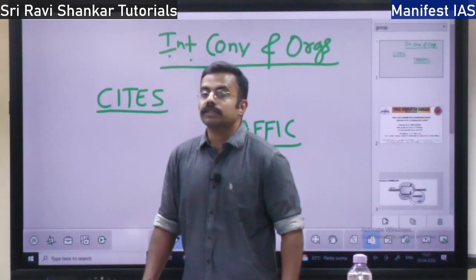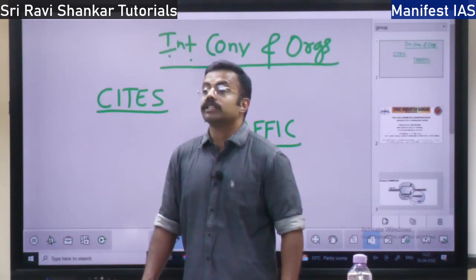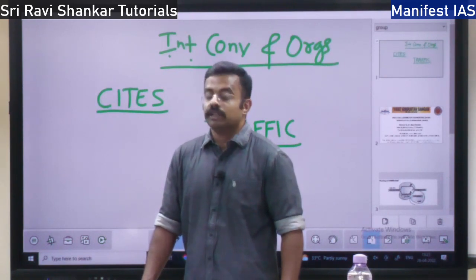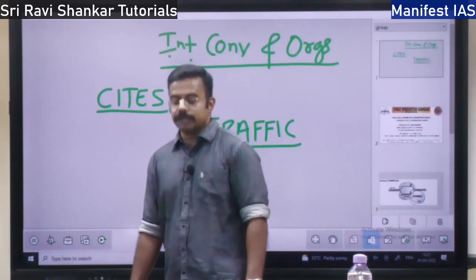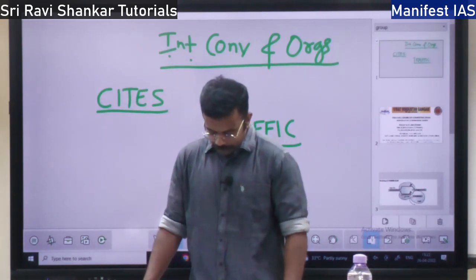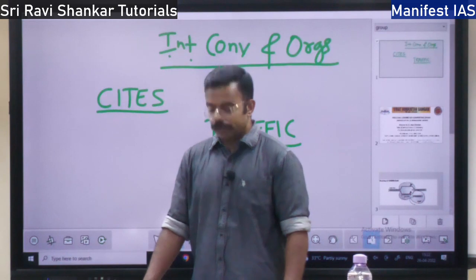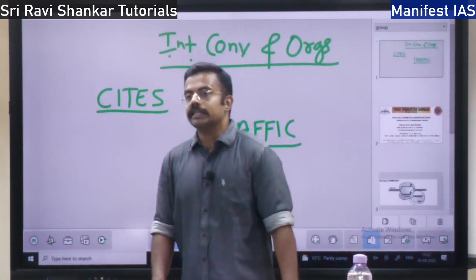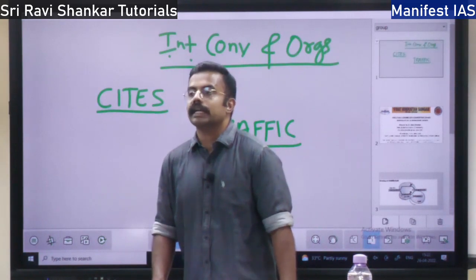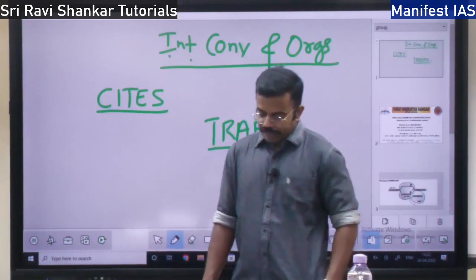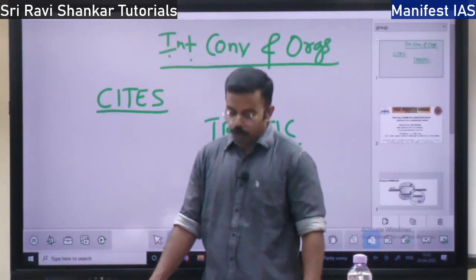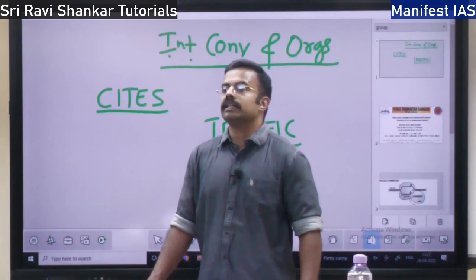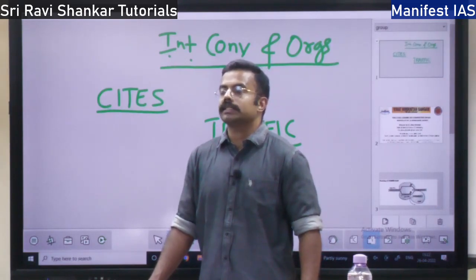In this convention, CMS, you remember one fact. It is also called the Bonn Convention, BONN Convention. Again, it also falls under the UNEP, you know that, right? So when did India become a party to CMS? In the year 1983, India joined the Convention on Migratory Species, but this Raptor MOU was signed in 2008 to protect the raptors.